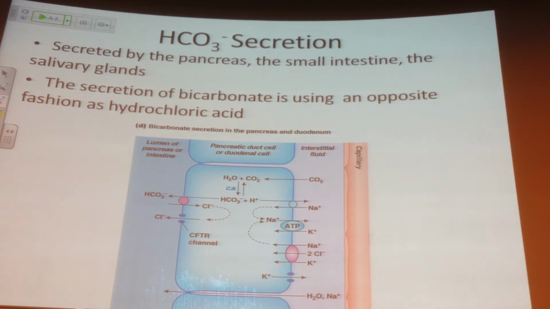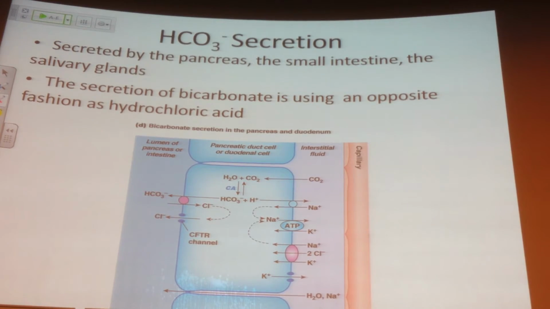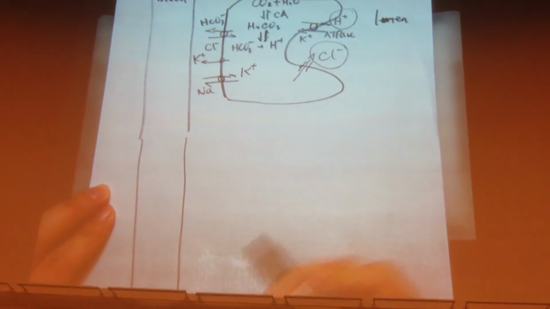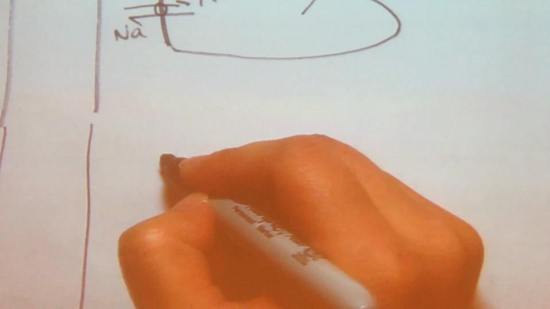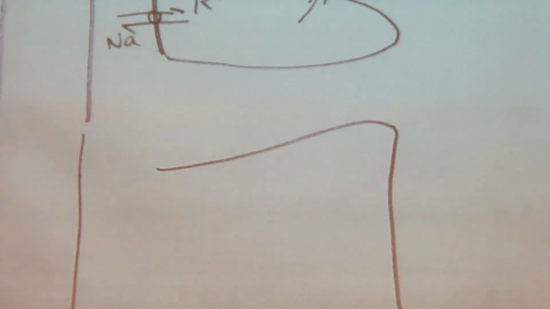Okay, so the secretion of bicarb is very opposite, almost mirrored against the hydrochloric acid secretion. So we're going to draw that together. I'm still going to use these diagrams just to show you the differences. Now I'm going to draw a cell. This cell is not found in the same area as the parietal cells. These cells are in your small intestine or in your pancreas.